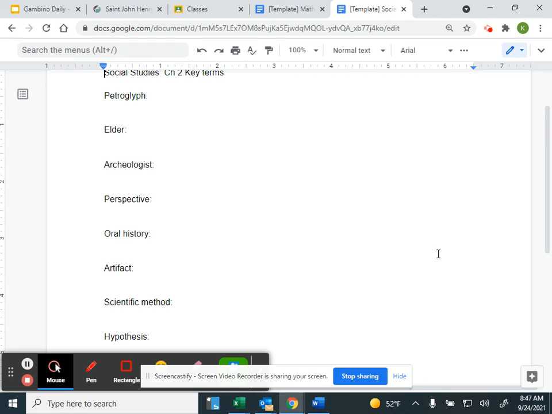I want you to design your own sled as if you were living in this time period. So are you going to use plastic in your sled? No, they didn't have plastic back then. Can you use nails if you're using wood? Do you think they had nails back then? Not yet. They had fingernails, but not the nails for the wood.